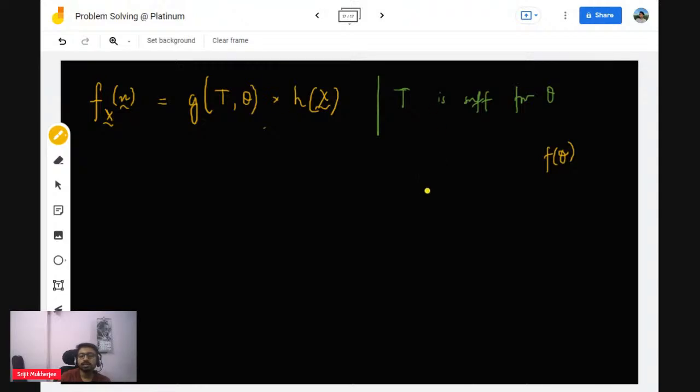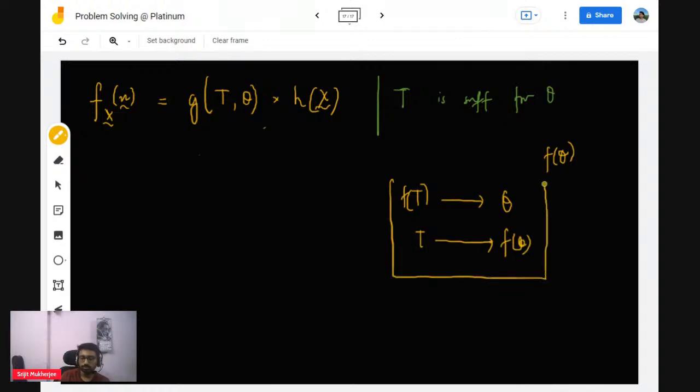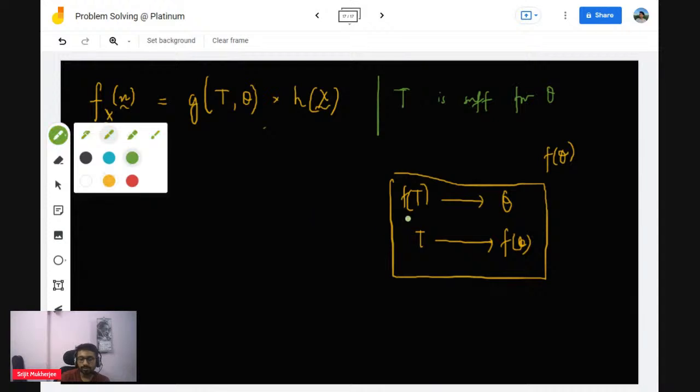So he is telling that if f of t is sufficient for theta, then t is sufficient for f of theta. This is something known. How can I show that? If f of t is sufficient for theta, let's call it g of t.